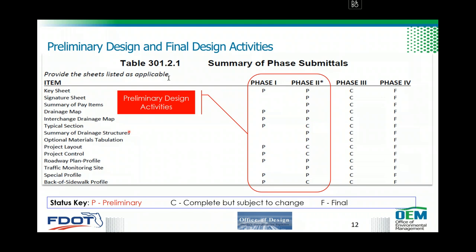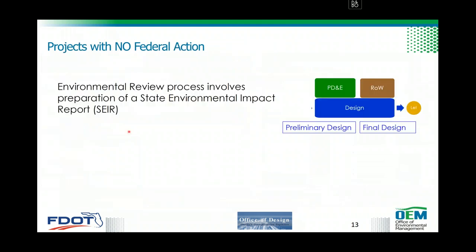So from our table 301.21 from FDM, all these activities which are P are preliminary design activities, and they can be combined with PD&E study activities. Phase 2 or phase 4 plans are not preliminary design activities. These are final design activities, and they should not be combined with PD&E.